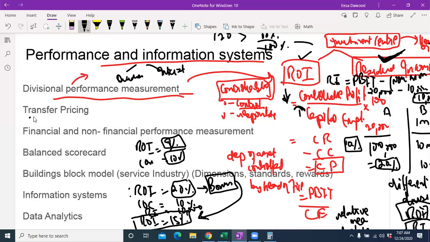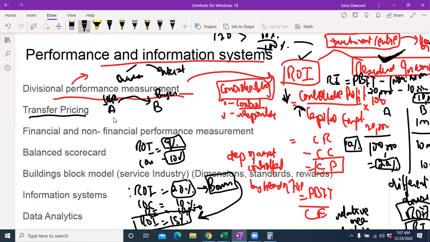So transfer pricing is another divisional performance-based measure as well. This is when internal subsidiary companies are trading. In one group company, there's one A division and one B division. What is transfer price? For example, A is a seller, selling to B, and B is a buyer, and both are profit accountable.